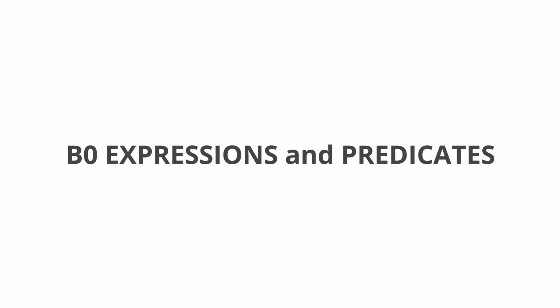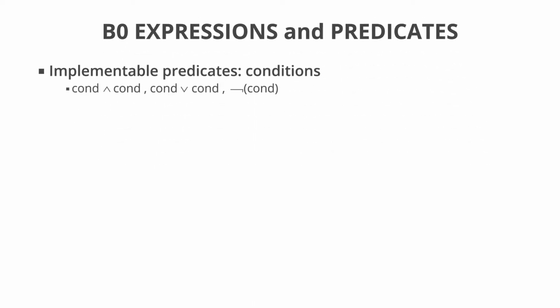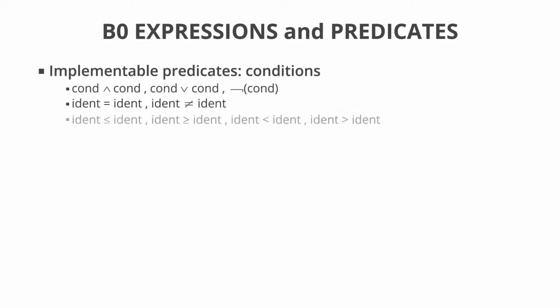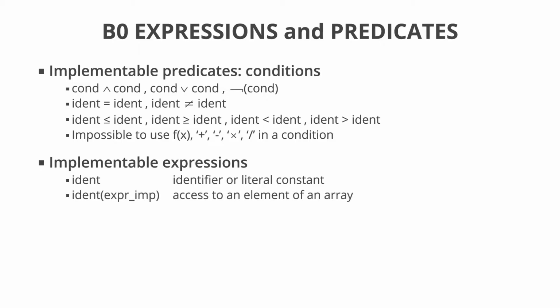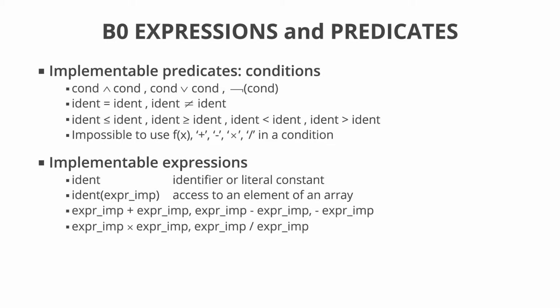B0 expressions and predicates enable us to write conditions, equalities, inequalities. It's impossible to use f of x, addition, division, multiplication, subtraction in a condition. We must use a local variable and calculate prior to the test. Implementable expressions are identifiers or literal constants, access to an element of an array, addition, subtraction, negation, multiplication, and division, Boolean conditions, and array initialization.